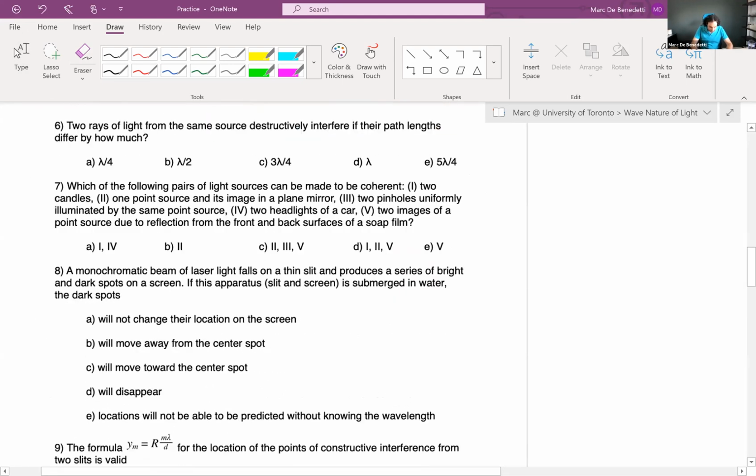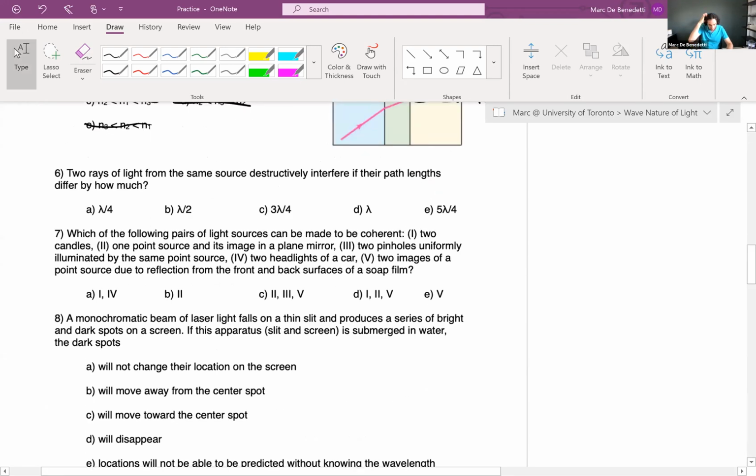Okay, we have a few more to do. I'll pick up the pace because we only have 3 minutes. 2 rays of light from the same source destructively interfere if their path lengths differ by how much? So 2 rays of light from the same source will destructively interfere if... an overwhelming majority of people say B. Yes, the answer is B.